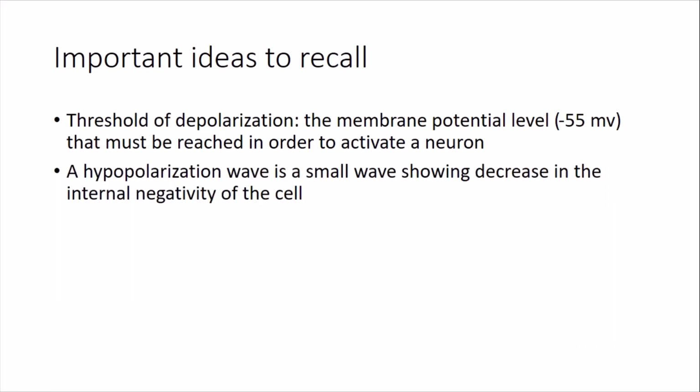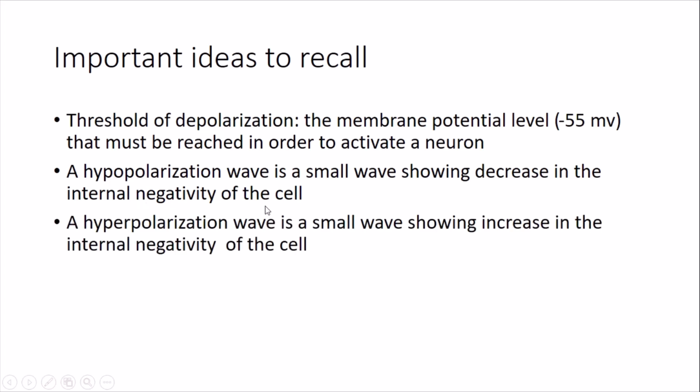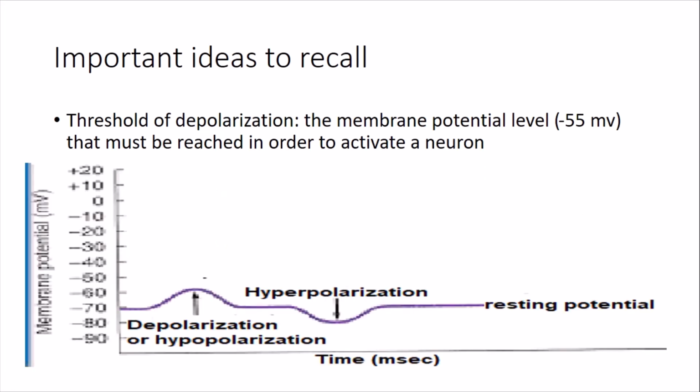The second, the difference between a hypopolarization and a hyperpolarization. A hypopolarization wave is a small wave showing a decrease in the internal negativity of the cell. So what about a hyperpolarization? It is a small wave showing an increase in the internal negativity of the cell. Look at this diagram here. We have two different waves here. Of course, when it's at minus 70, it's the resting potential.